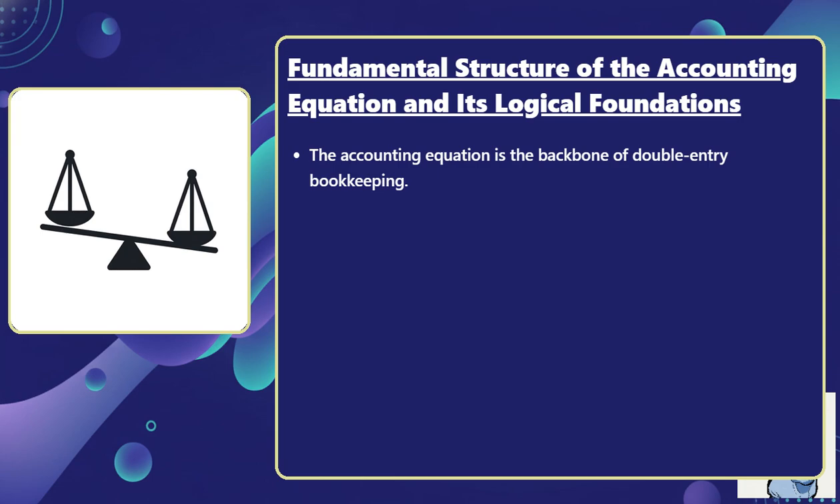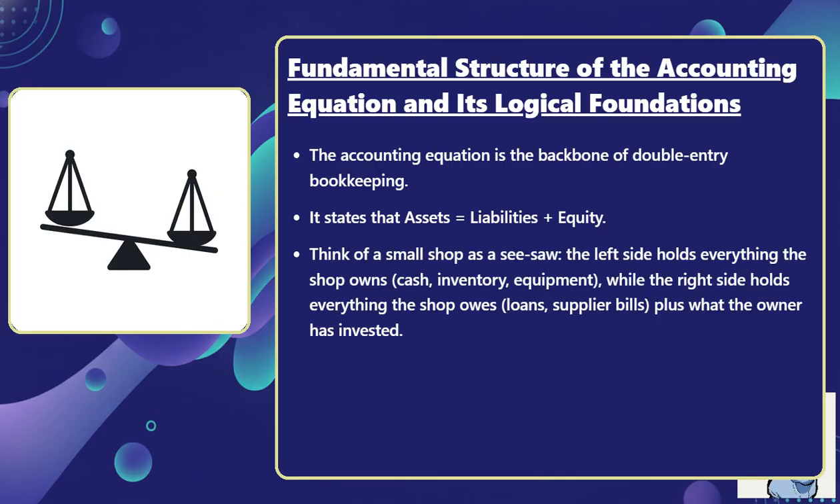The accounting equation is the backbone of double-entry bookkeeping. It states that assets equals liabilities plus equity. Think of a small shop as a seesaw. The left side holds everything the shop owns: cash, inventory, equipment, while the right side holds everything the shop owes: loans, supplier bills, plus what the owner has invested.